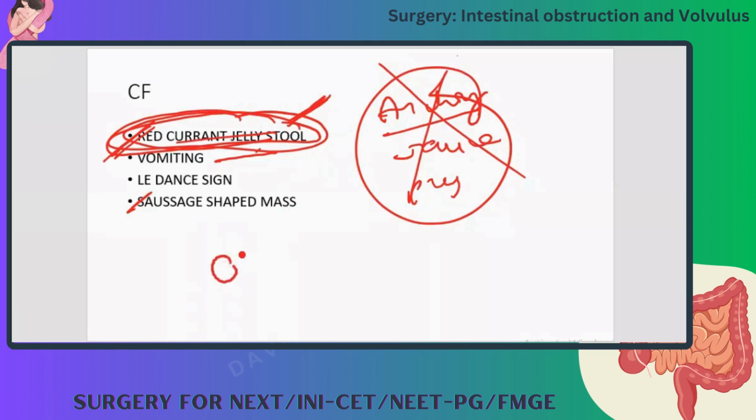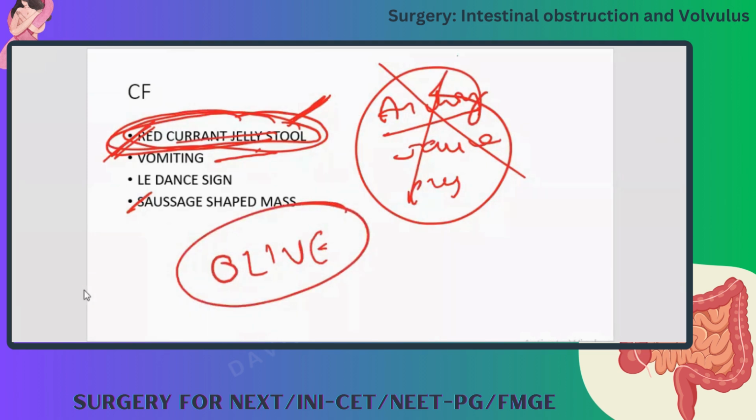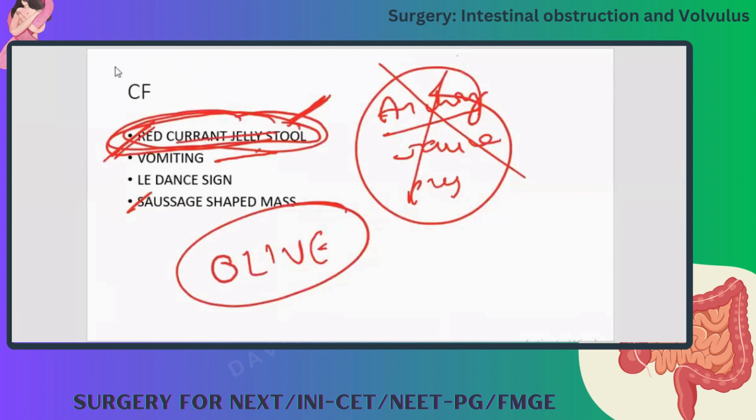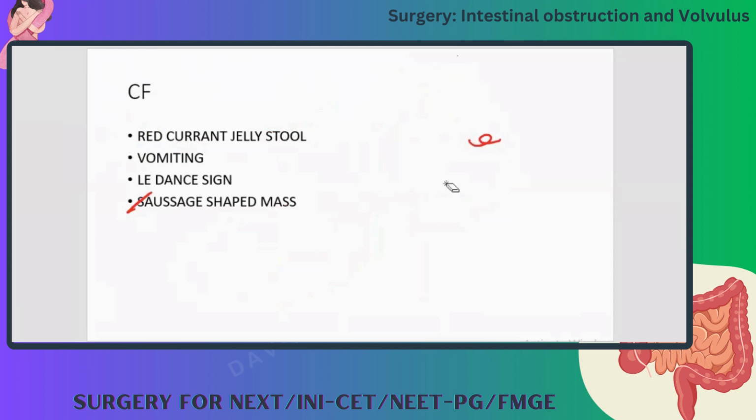Where do you find an olive shaped mass? It is in congenital hypertrophic pyloric stenosis. There you find the olive shaped mass. Here you find this sausage shaped mass. So this is important just for your sake.